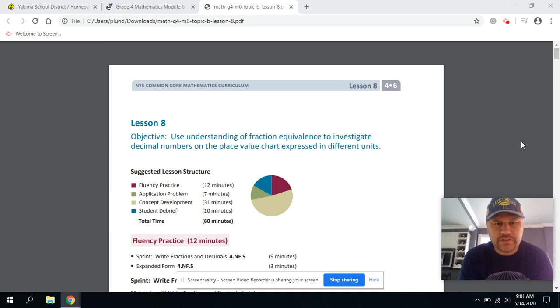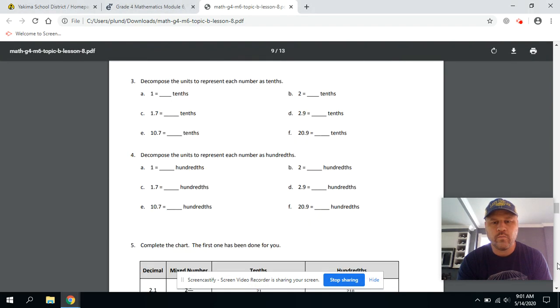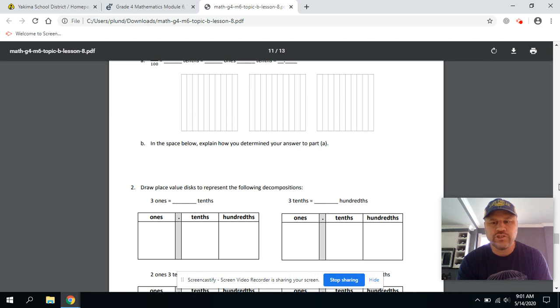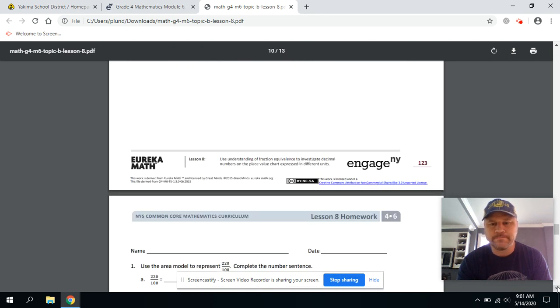Hello, fourth graders. Lesson 8, we're going to use understanding of fraction equivalence to investigate decimal numbers on the place value chart expressed in different units. So let me scroll down to the homework, which is just like your problem set.